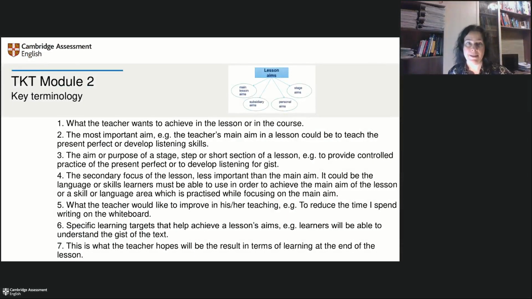Now, this slide shows some definitions. I want you to have a look, read them. Probably you need to take a minute or something. I'll take a pause, read them all, and decide which terms they are defining. So we can do the first one together as an example. What the teacher wants to achieve in the lesson or in the course. So what do you think this is? Help me, use the chat box.